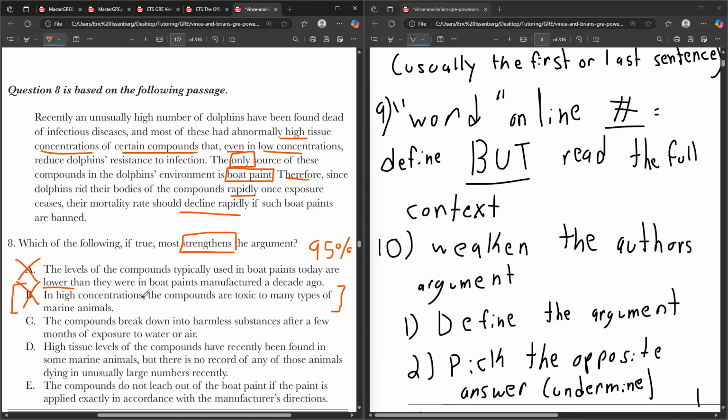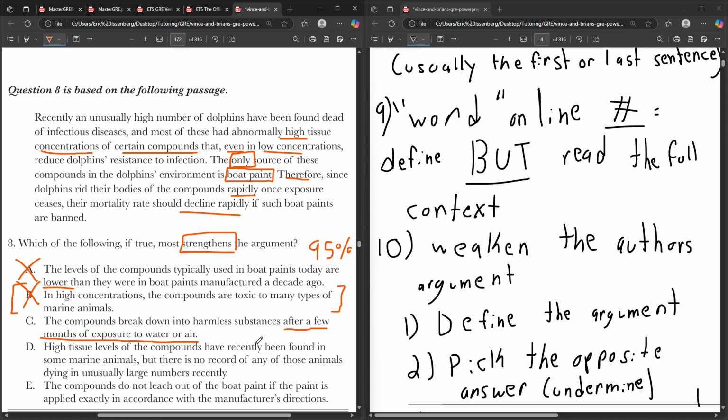Now, let's move on to the most infuriating answer choice, the one everyone hates. It's C. The compound breaks down into harmless substances after a few months of exposure. So the most important part of the statement is after a few months of exposure. Now, how could this possibly be a right answer? It's saying that, after it's exposed for a while, it breaks down and it's no longer dangerous. So that sounds like it would hurt the author's argument.